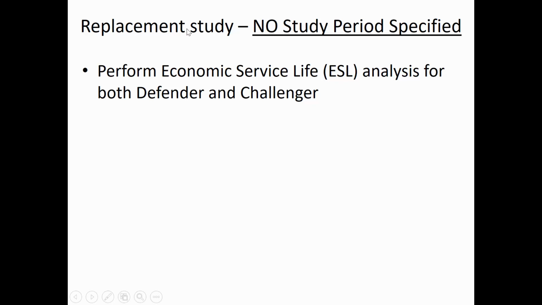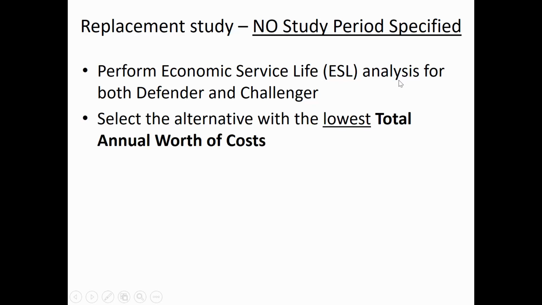So let's say that we're going to do a replacement study when there's no study period specified. That's going to be the first in-class exercise you do. I've got a 2-pager for you, and on the front page we're going to say that there isn't like a 10-year horizon we necessarily have to consider. It's just however many years is the lowest cost is how long we'll own the thing. So we do an economic service life analysis for both the Defender and the Challenger, and then you pick the alternative and the timeline that gives you the lowest cost.